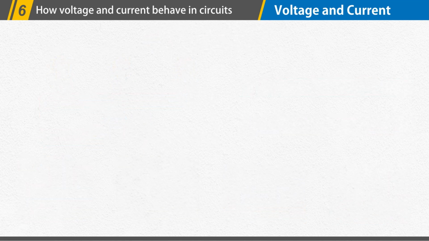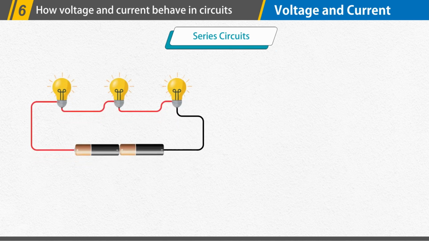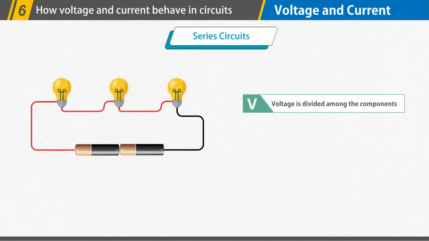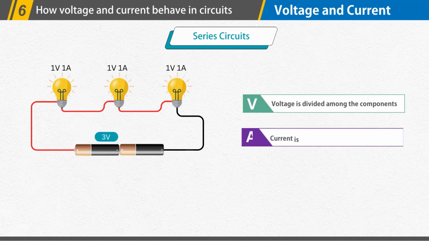Series circuit. The total voltage in a series circuit is divided among the components. The voltage across each component depends on its resistance relative to the total resistance of the circuit. The voltage drop across each component adds up to the total voltage of the source. The current is the same at all points in a series circuit.